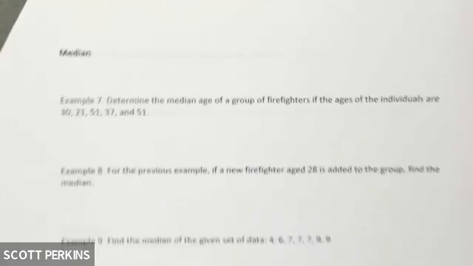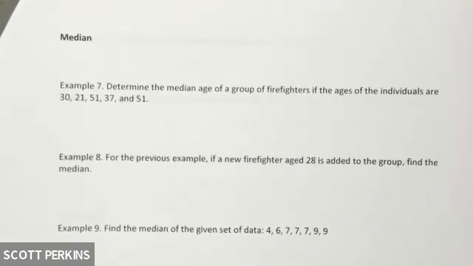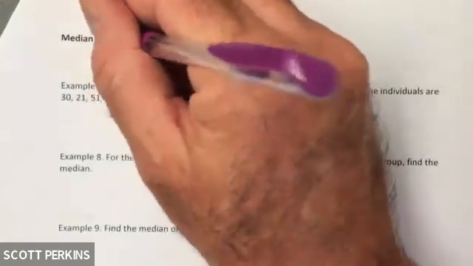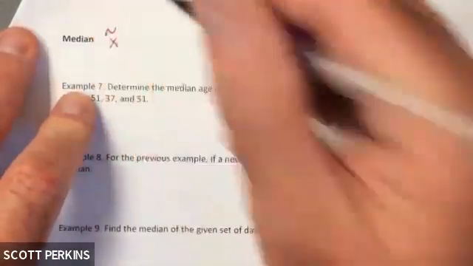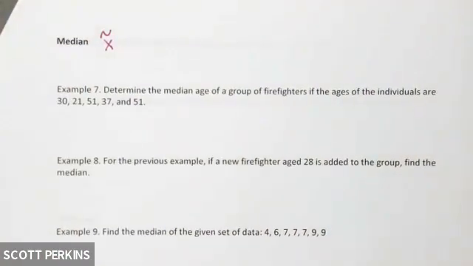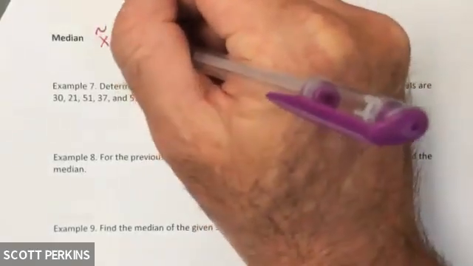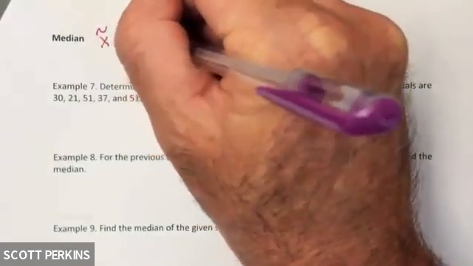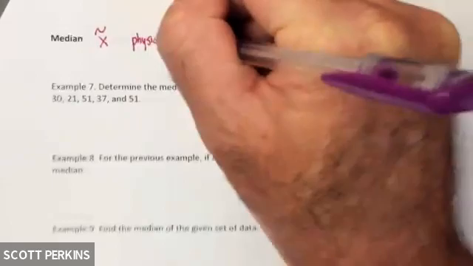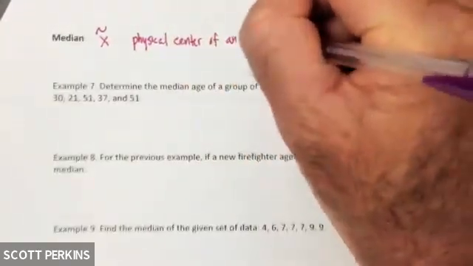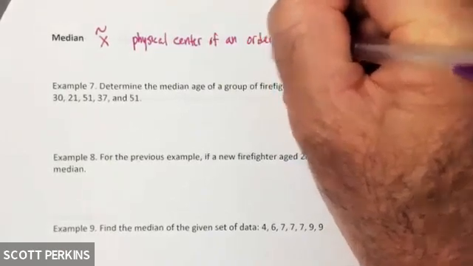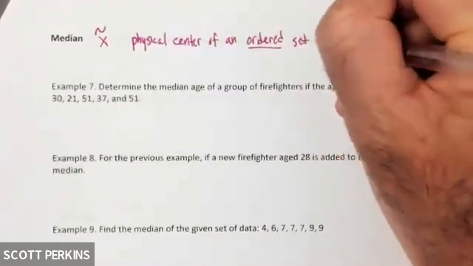The median is the next one. Now, the median measures the center of your data in a different way. The symbol we're going to use in here for the median is X with a squiggly over it. Okay, so X with a squiggly is our median. And what the median is, it's the physical center of an ordered, I'm going to underline that because that's important, an ordered set of data.